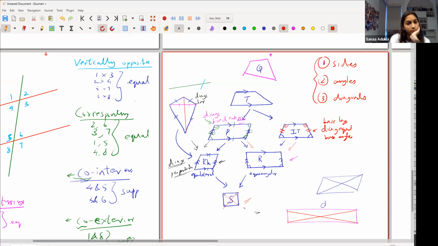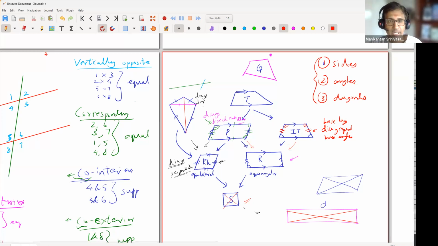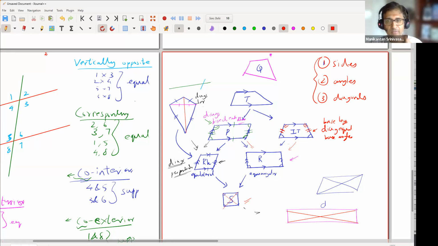Yes. Okay. Can you expand on that, Sana? When does that happen? When it's a square. Excellent. Okay. So a square is an isosceles trapezium where the diagonals are perpendicular. But follow-up question. In an isosceles trapezium, if the diagonals are perpendicular, is it necessary that it has to be a square?